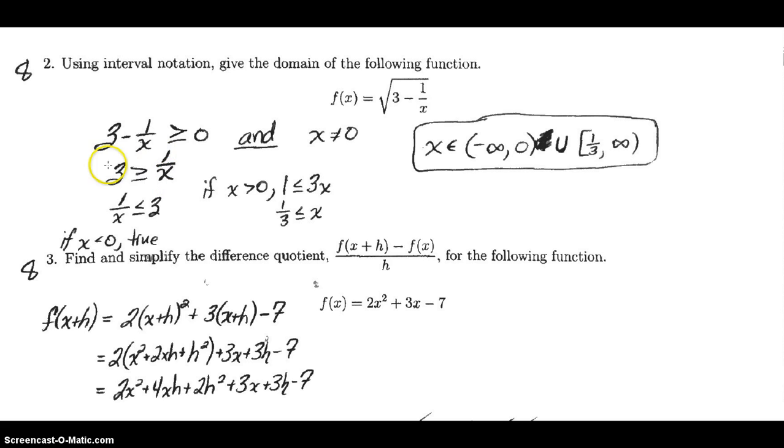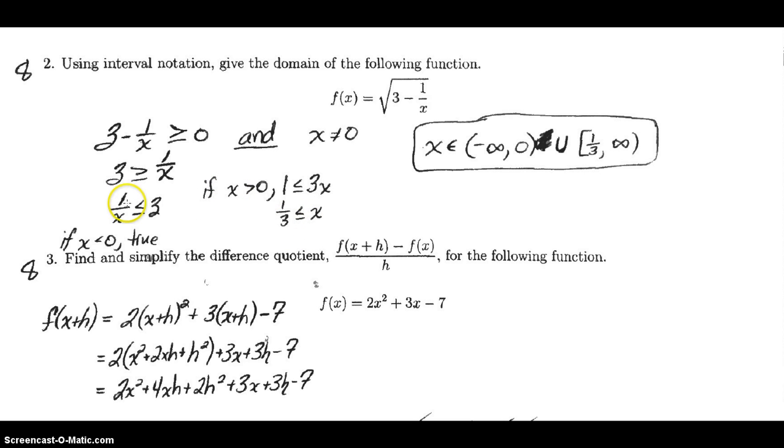So here's where we get into a little issue. If x is greater than 0, when we multiply both sides by x, we don't change the sign because x is positive. So this is this situation. And then we can just divide both sides by 3. So if x is a positive number, it's got to be greater than or equal to 1/3.